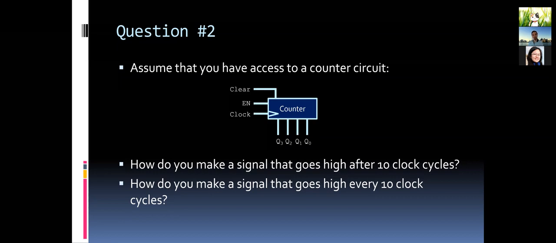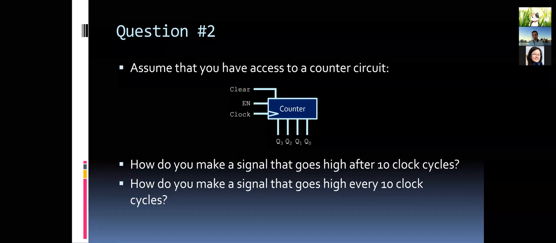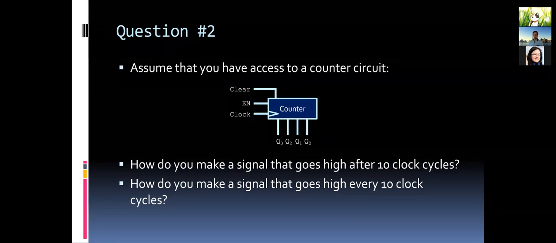Okay, a slight modification to this question is, what if I want to make the signal go high every 10 cycles? So what would you need to do extra? We were already able to make a signal go high at the first 10 cycles, but how do we make it a repeated thing? What would you do? You can type the text if you want. It's a relatively simple modification.